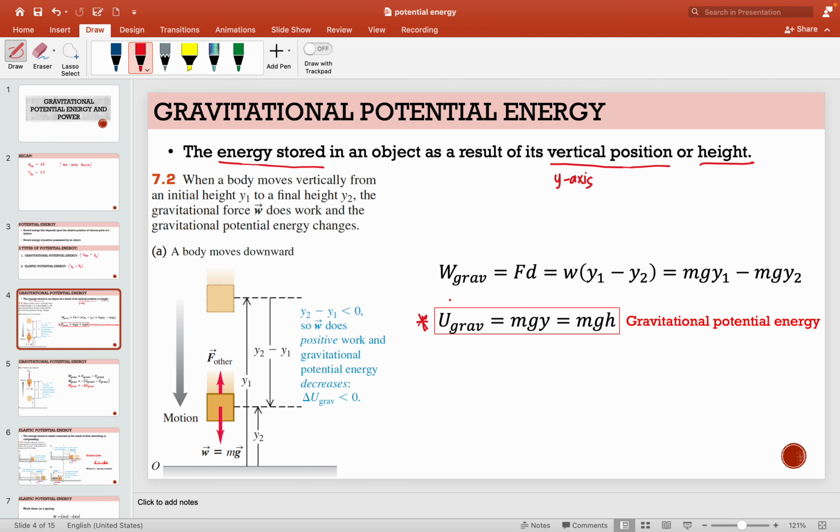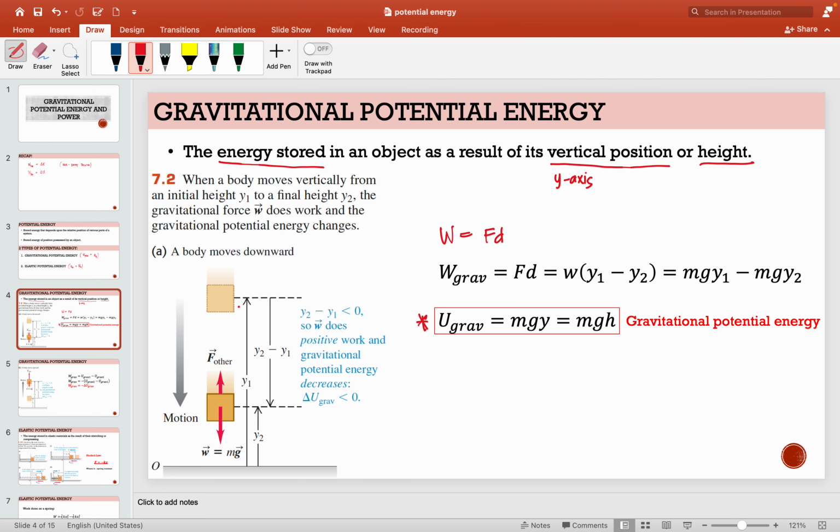Okay, now if we want to solve for the work done by gravitational potential energy, di ba, work is equal to force times distance or displacement. So our force is our weight. Considering here our figure 7.2, we have a box that is moving downward. So the force here is the weight, the force acting on your object, times the distance. The distance is the difference of y sub 1 and y sub 2.